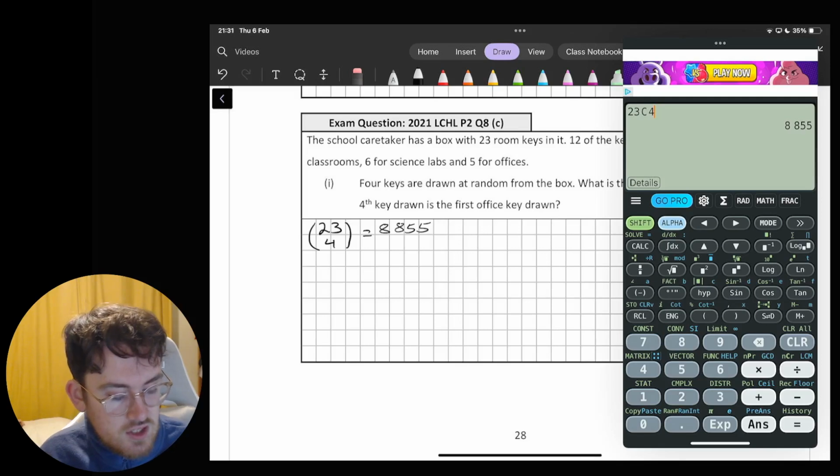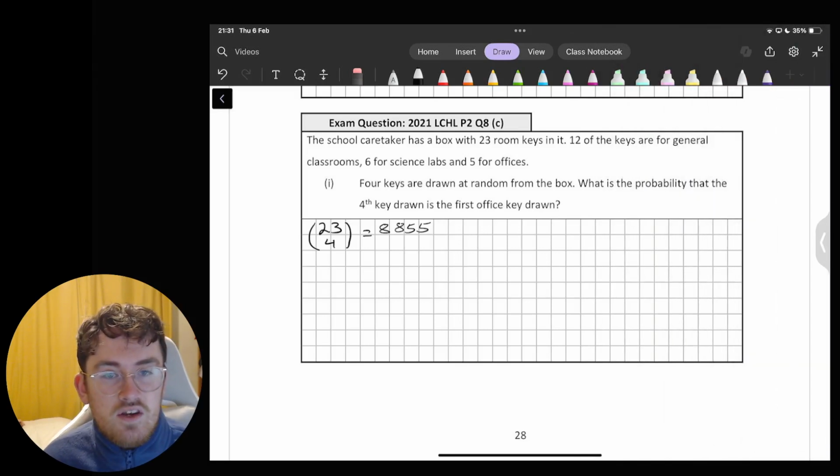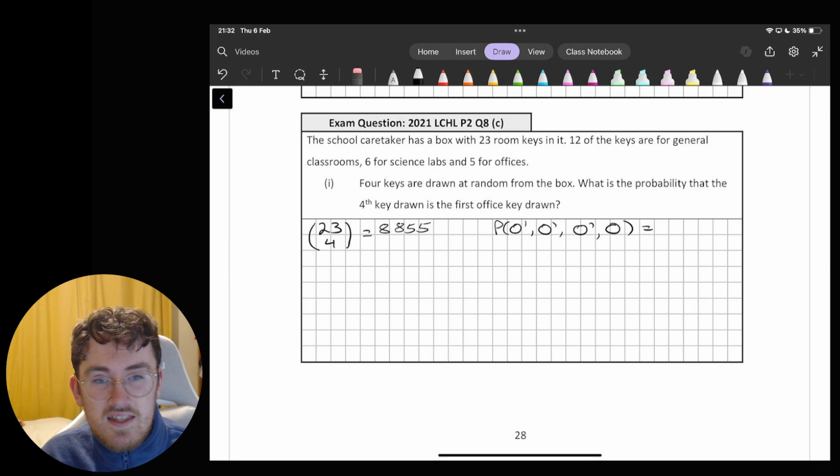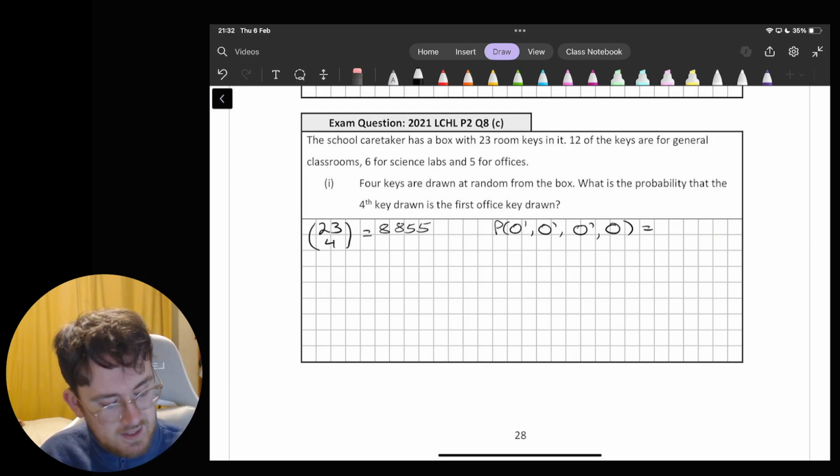We may not even need to use combinations to help us answer this one at all. The 4th key drawn being the first office key means I want not the office, not the office, not the office, and then the office here. I'm going to say that if I'm drawing these out, I wouldn't be replacing them realistically. I don't know why I would replace them and put them back in again.